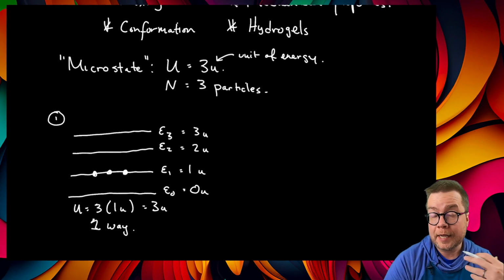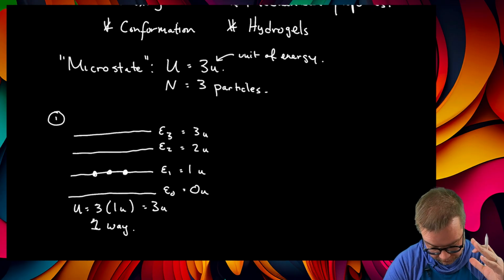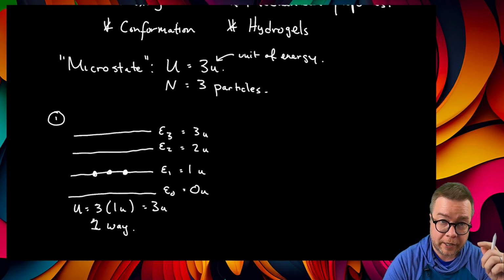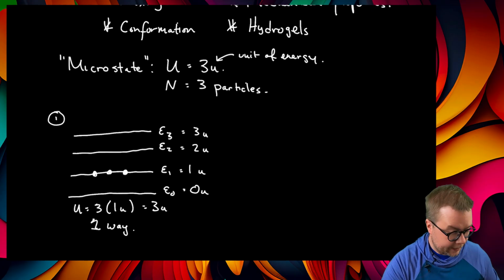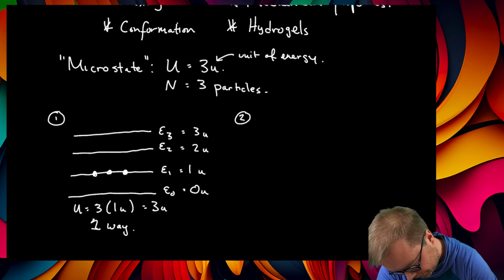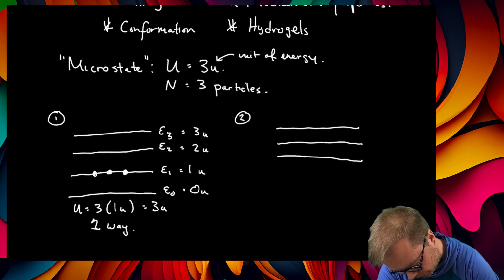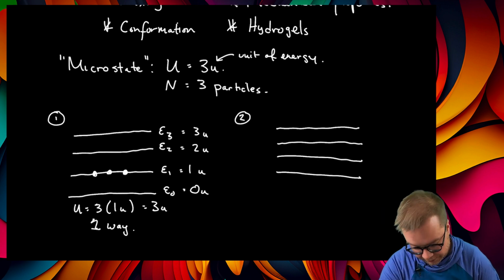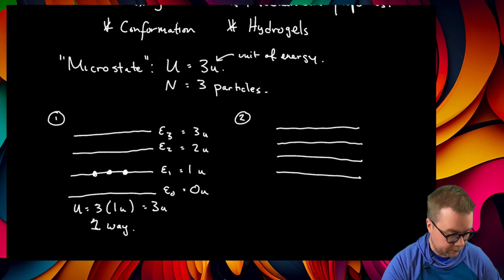Right? I can do it exactly one way by putting all the particles each in that epsilon 1 energy level. But there are other ways that I could do it too, right? So for example, another way of doing this, let me draw those 4 energy levels again, and their energies correspond to the same thing that I just drew in the example with them all in epsilon 1.